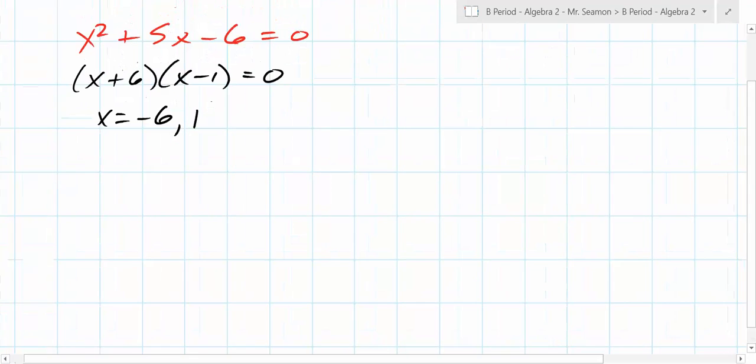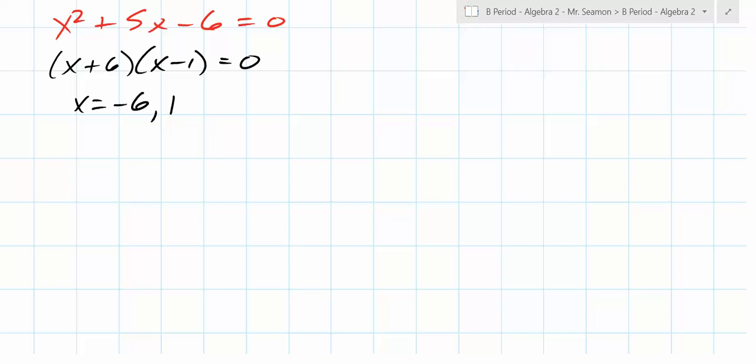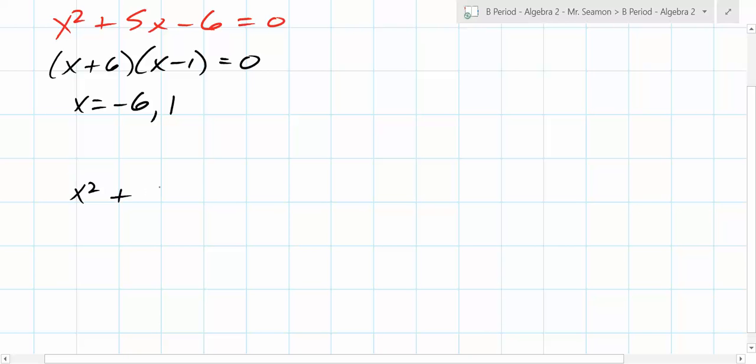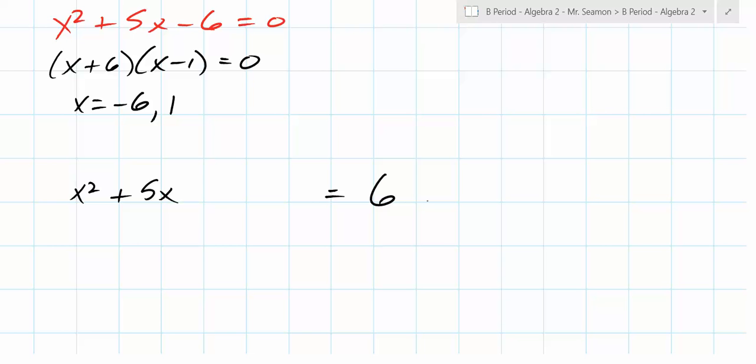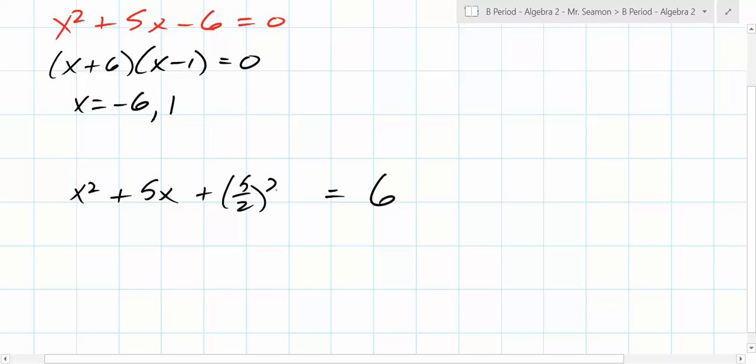Okay, so completing the square, you have to be able to do this. You have to. Can't be clearer about that. So you move that 6 over to the other side, and after you move the 6 over, what do you have to add to both sides? Half of 5 squared. There's no x to add. You're adding this to both sides. Half of the b squared, half of it squared.